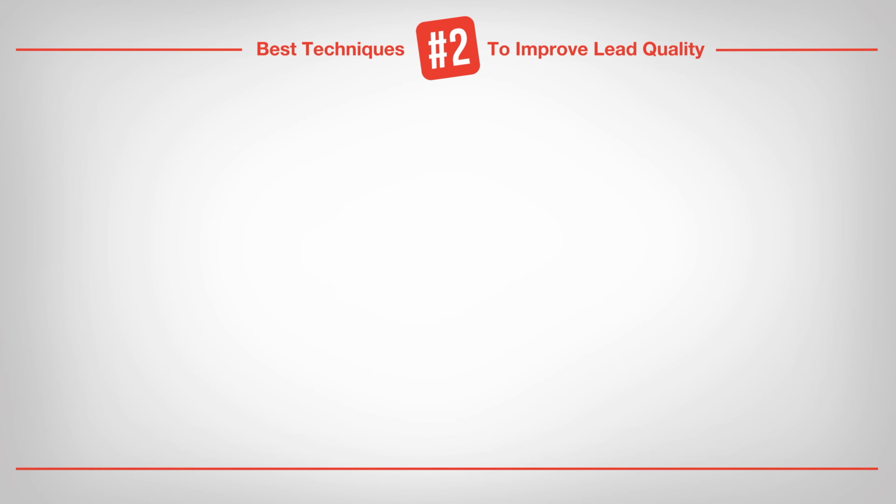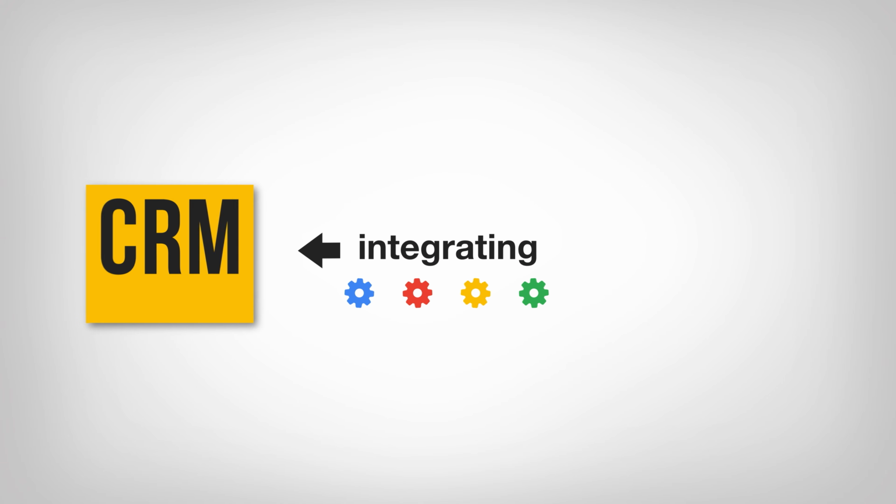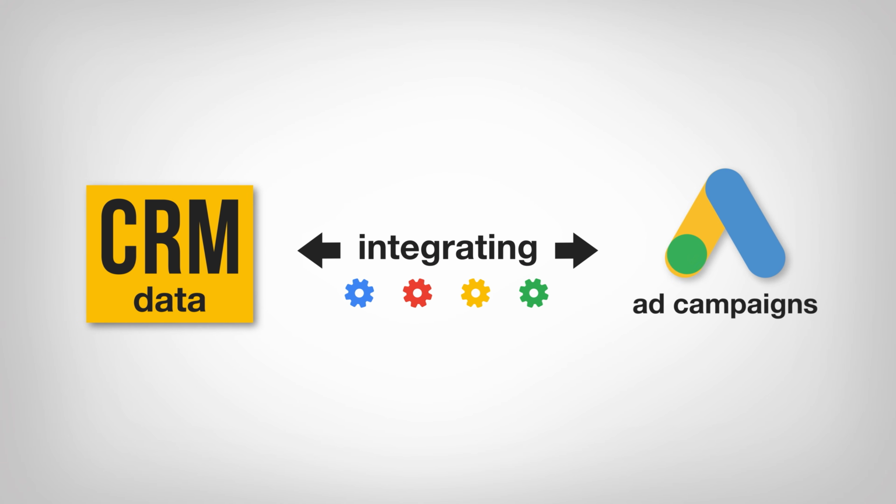Technique number two is to implement offline conversion tracking. Now, I've seen a number of businesses do this and it can be an absolute game changer. I'm going to create a separate video showing you technically how you go about doing this, so make sure you go ahead and subscribe for that. But what I'm talking about here is integrating your CRM data with your ad campaigns. And what that allows you to then do is see where your customers are coming from.